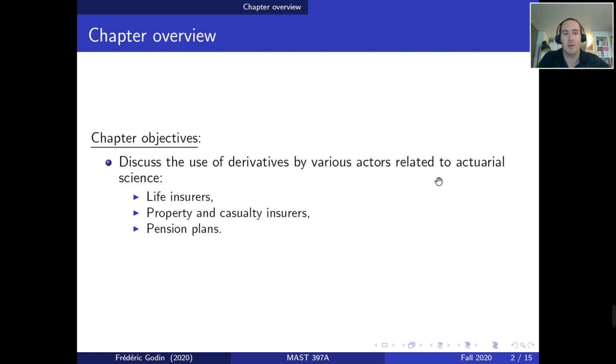So the actors we're gonna discuss, we're gonna start with life insurers, then property and casualty insurers, and then we're gonna finish with pension plans and see how these institutions use derivatives in practice. So this explains why all the material we've seen in the course is relevant to them.